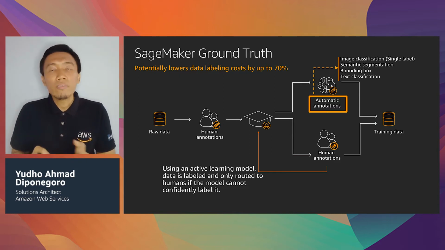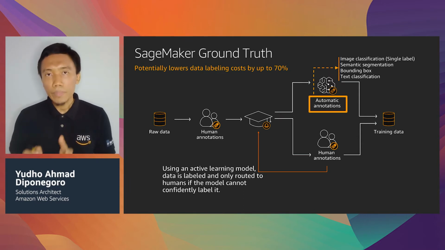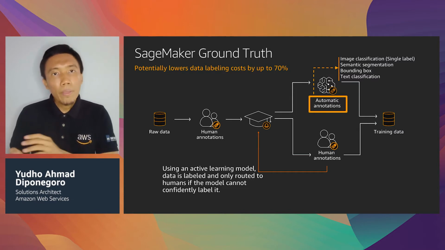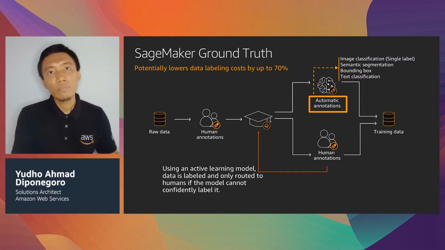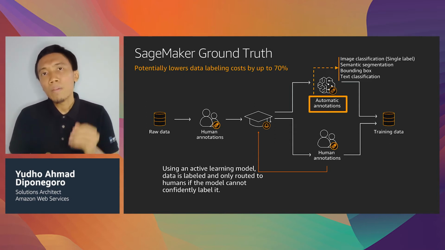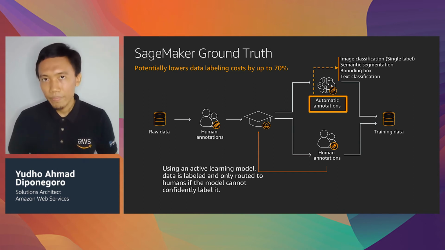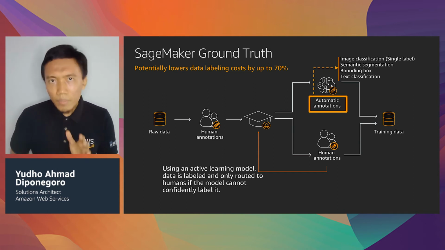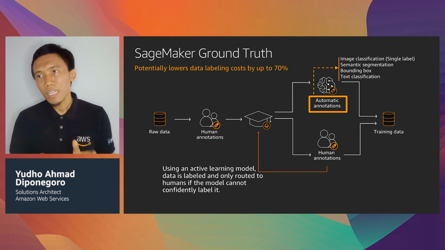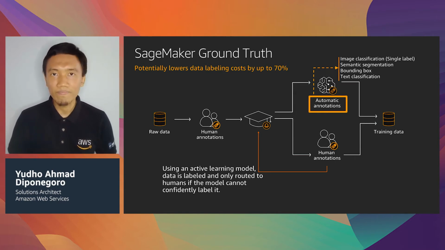If the auto-label result is good with high confidence, that will be used so that you can save costs on some human data labeling. Otherwise, it will be made available again to the workforce for further labeling. This process happens repeatedly until all your data is labeled, and you can save cost by up to 70% for data labeling. SageMaker Ground Truth currently supports image classification for single label, semantic segmentation, bounding box, and text classification.